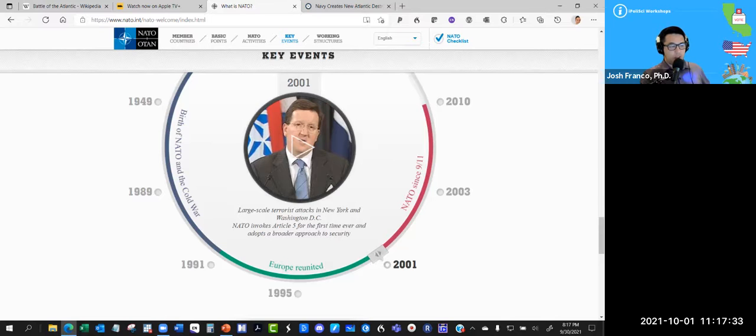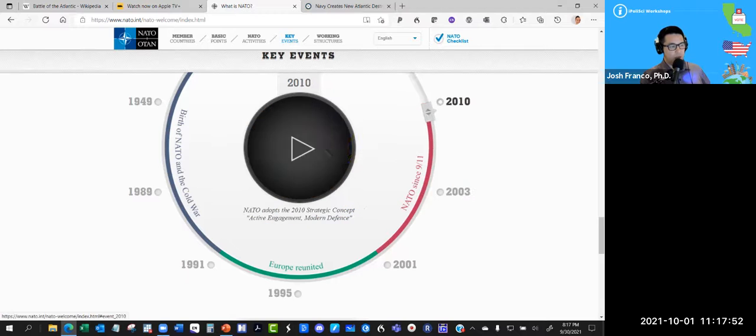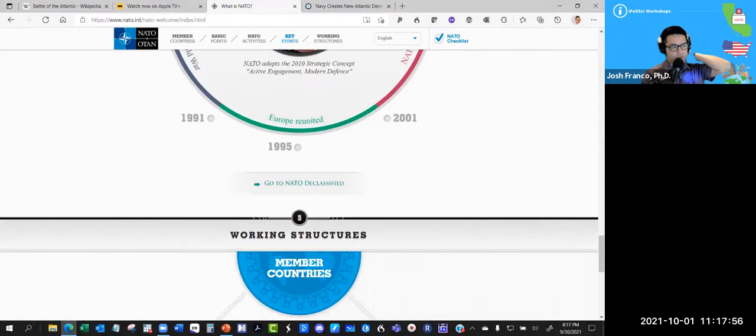And then in response to the 9/11 terrorist attacks in the United States, NATO invoked Article 5, which basically says we're going to come to the aid and defense of the United States given these attacks. And then in 2003, NATO took command of what's called the International Security Assistance Force in Afghanistan. And then lastly, they developed this strategic concept of active engagement and modern defense.